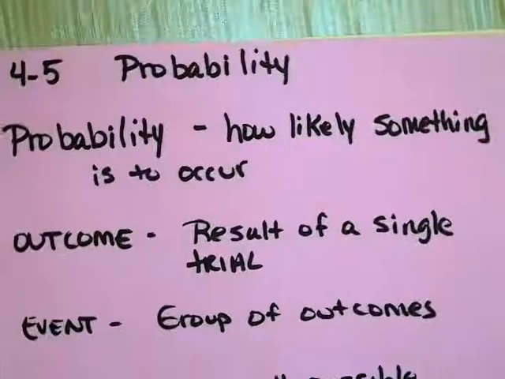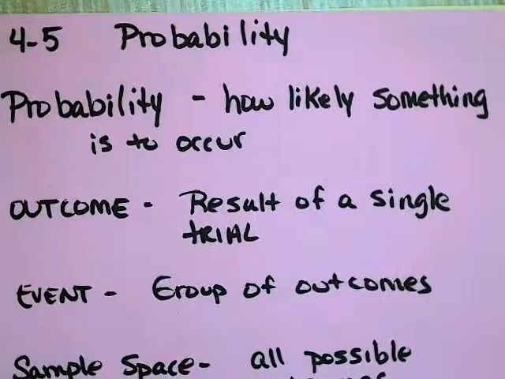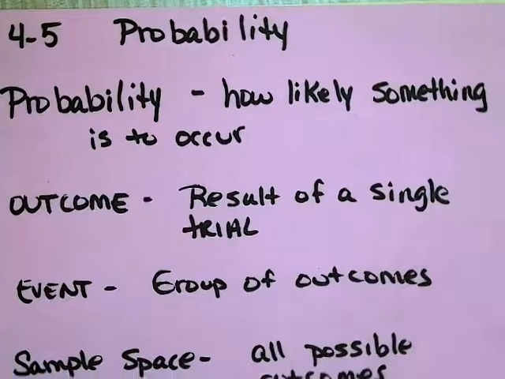Probability is how likely something is to occur. The outcome is the result of a single trial, if you are rolling dice, or flipping a coin or something like that. The event is the group of outcomes. If I tell you to flip a coin 10 times, the event is flipping the coin 10 times. What you get on the first flip is your outcome. You'll have 10 of those.